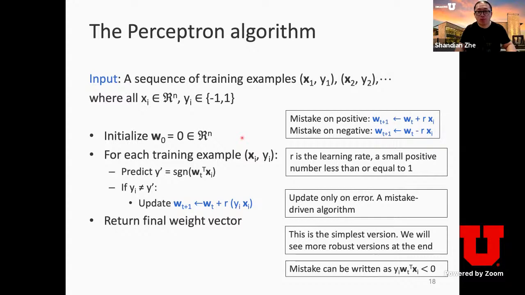So we have two cases when we make a mistake. In predicting a positive example, our updating rule is like this: we add r xi to wt, because for a positive example, yi is 1. If you make a mistake in predicting a negative example, you subtract from wt the learning rate r times xi, because yi here is -1.